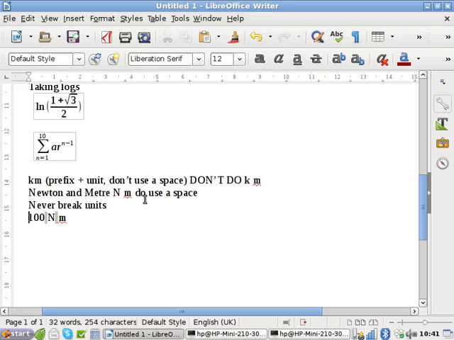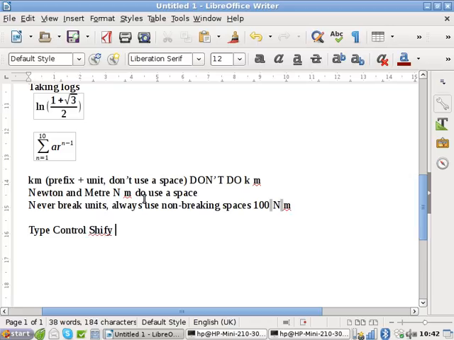So never break units. Always use non-breaking spaces like this. Yeah, I'll write it down here. You type Control, Shift, space all together. So Control, Shift, and then space. All three at once. You got it? Yeah, hold Control, then hold Shift, then hold space. Got it. Yeah.